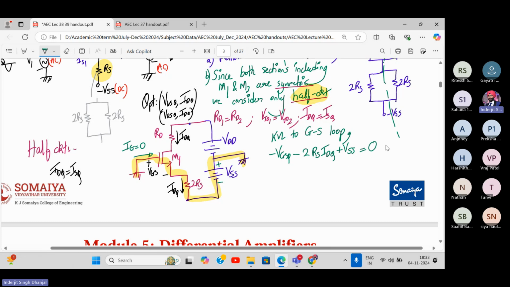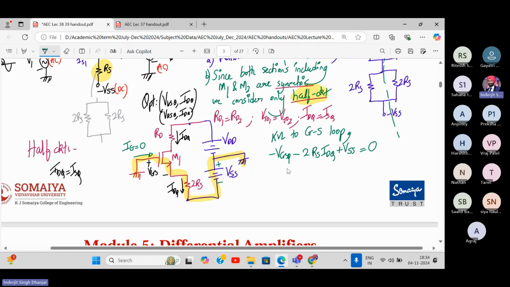Did you understand how we applied KVL? Minus VGS minus IDQ twice RS plus VSS equal to 0. Why plus? Because we are going from minus to plus and the ground appears again. Did you all understand this? Yes or no? Hello. So what is VGSQ? It's VSS minus twice RS IDQ. So that's the expression for VGSQ.